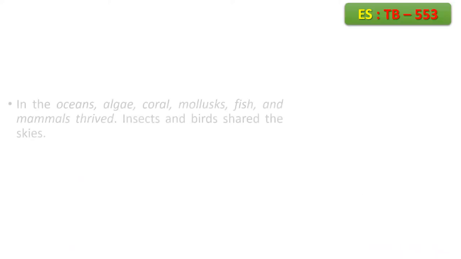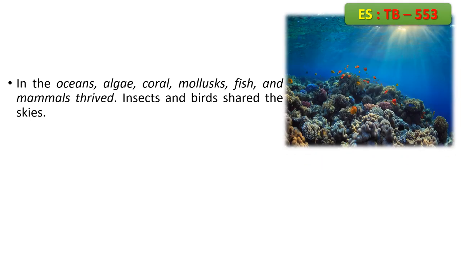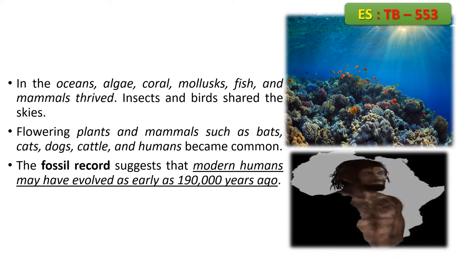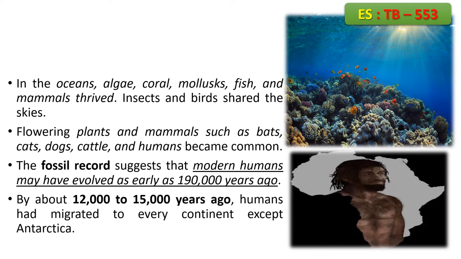In the Quaternary period, in the oceans, algae, coral, mollusks, fish, and mammals thrived. Insects and birds shared the skies. Flowering plants and mammals such as bats, cats, dogs, cattle, and humans became common. The fossil record suggests that modern humans may have evolved as early as 190,000 years ago. By about 12,000 to 15,000 years ago, humans had migrated to every continent except Antarctica.